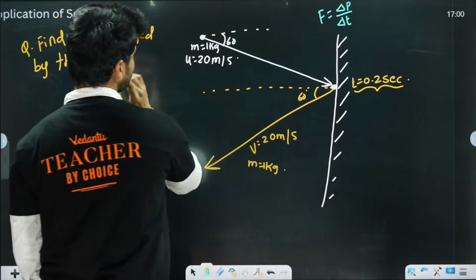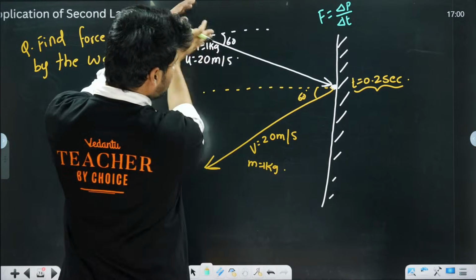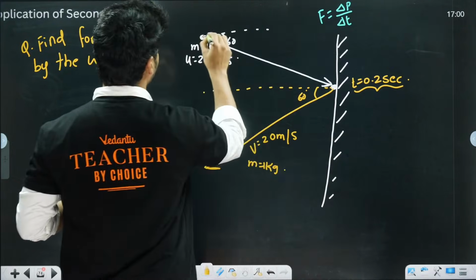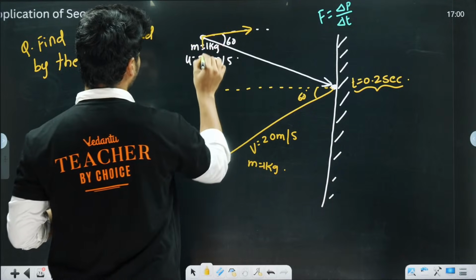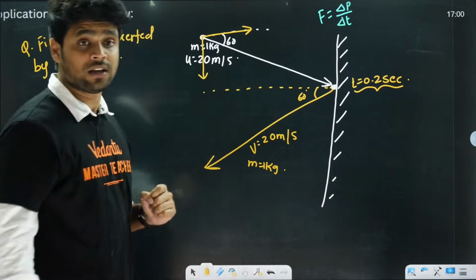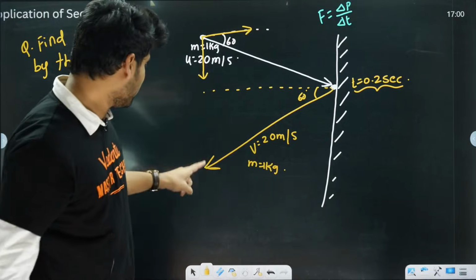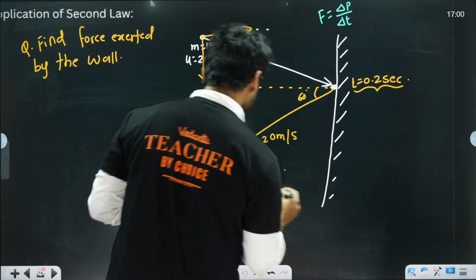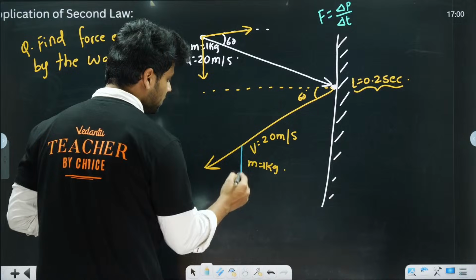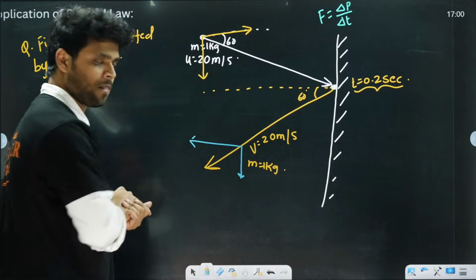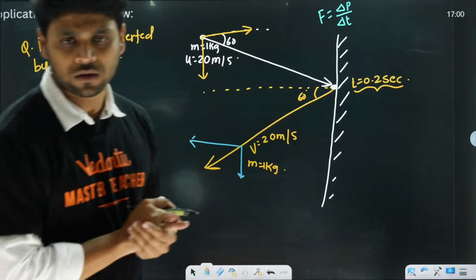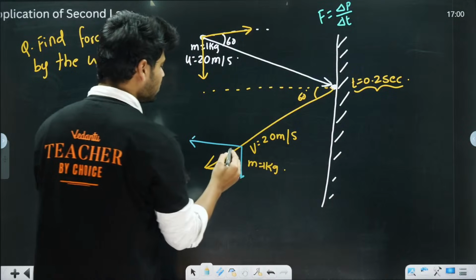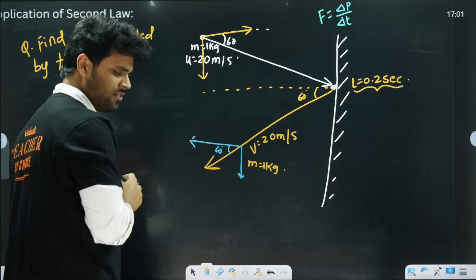Let's look at the initial momentum. Speed is 20 meter per second in this direction. Resolve the speed. The first component will be downwards, and the second component will be towards the left. If this is 60 degrees, it is also 60 degrees here.